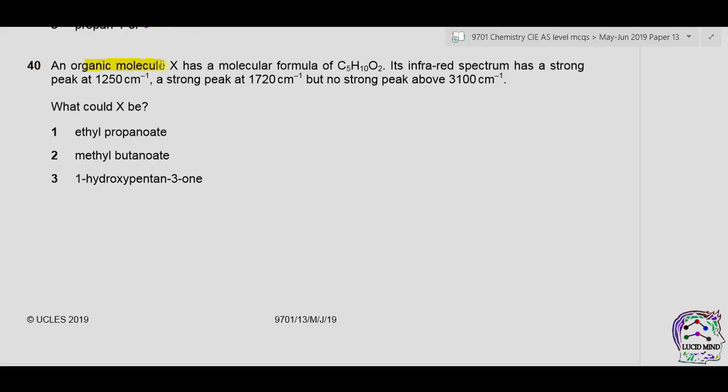Question 40. An organic molecule X has the molecular formula of C5H10O2. Its infrared spectrum has a strong peak at 1250 per centimeter, a strong peak at 1720 per centimeter, but no strong peak above 3100 per centimeter. What could X be? Now from the data booklet we know that the peak at 1250 per centimeter is because of a carbon-oxygen bond, which is due to the presence of alcohol or esters or ethers.